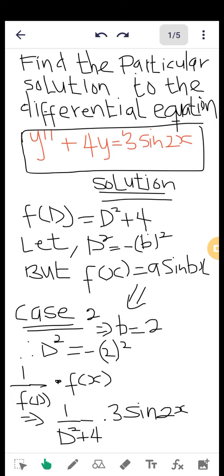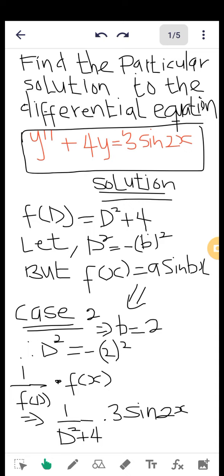To save time, straightforward. We find the inverse of f of D. So we are going to get 1 over f of D multiplying f of x. Remember, my f of x is 3 sine 2x, whilst my f of D is D squared plus 4. So I'm getting 1 over D squared plus 4 multiplying 3 sine 2x.